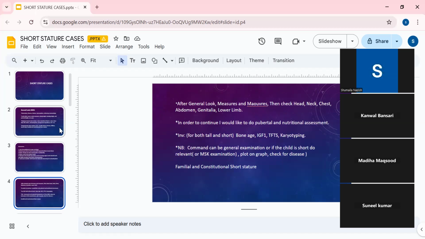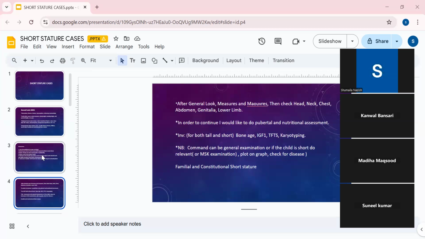Then when you come to the chest, you have to look for any chest deformities. For example, what kind of chest deformities can be there? In hypochondroplasia, achondroplasia, and definitely MPS, all have deformed chests. In syndromes, you have to look for widely spaced nipples. So these are important things on the chest. Rickets also will have findings on the chest.